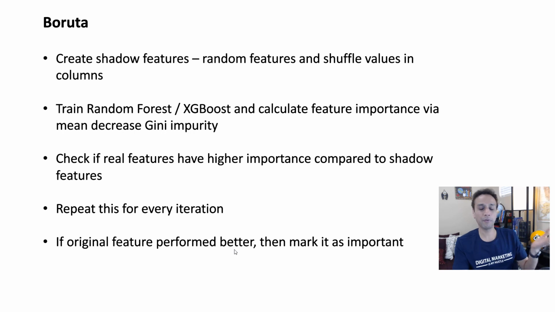If the original feature performed better, mark it as important. If not, mark it as not important. Okay, that's it. Again, I'm doing this at a high level. If you really care to learn more about this, please go to the original documentation and get more information. Okay, let's jump into the code to quickly see how we can use this on our Wisconsin breast cancer dataset.